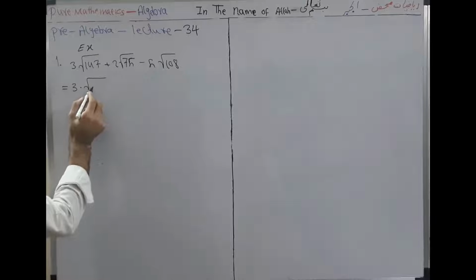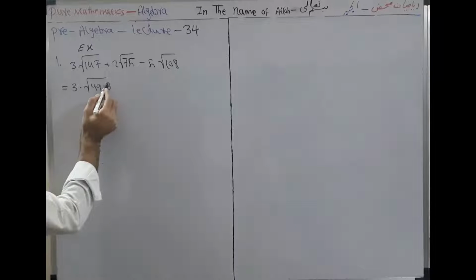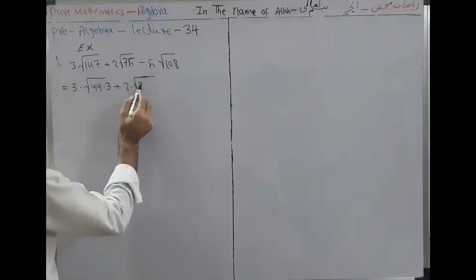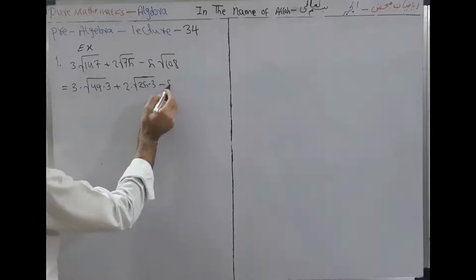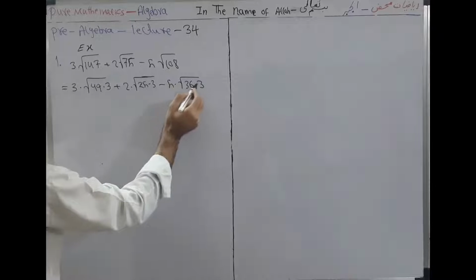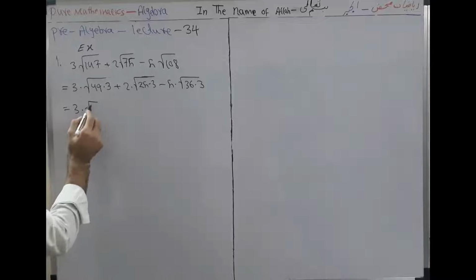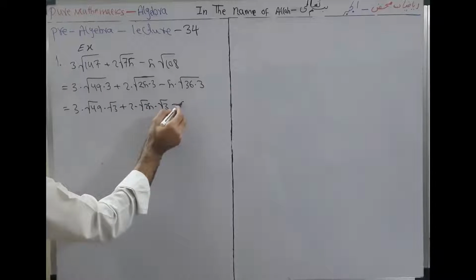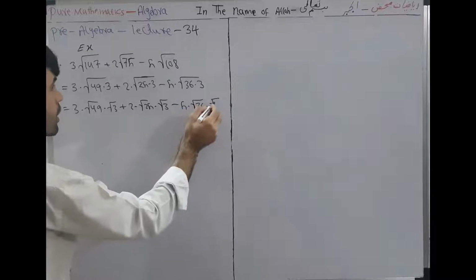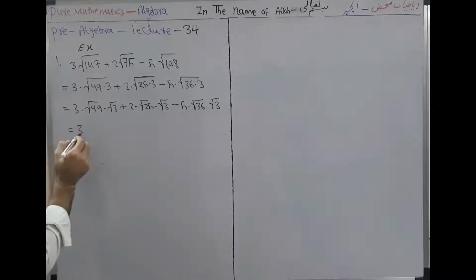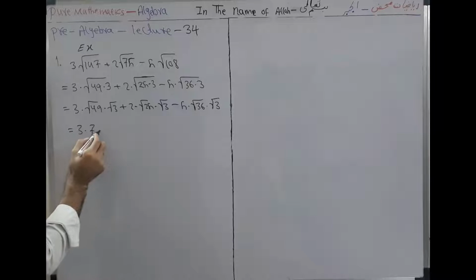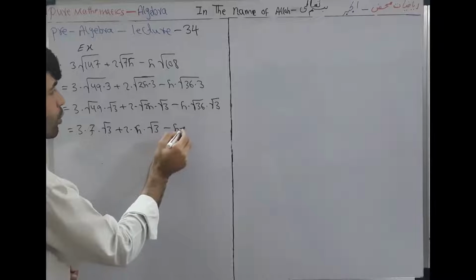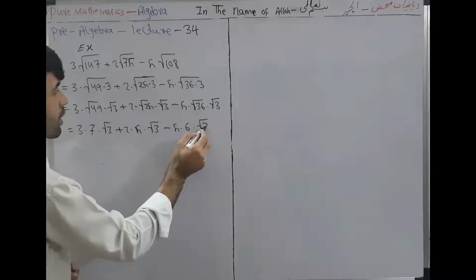3 into square root of 49 into 3. We factorize these numbers. Also we can write 2 into square root of 25 into 3 minus 5 into square root of 36 into 3. It is equal to 3 into square root of 49 into square root of 3 plus 2 into square root of 25 into square root of 3 minus 5 into square root of 36 into square root of 3. Now it is equal to 3 into square root of 49, which is 7, into square root of 3, plus 2 into square root of 25, which is 5, into square root of 3, minus 5 into square root of 36, which is 6, into square root of 3.